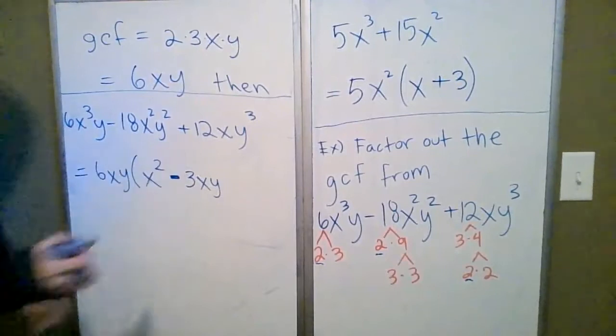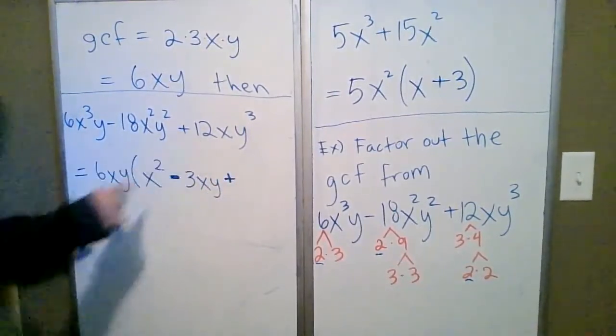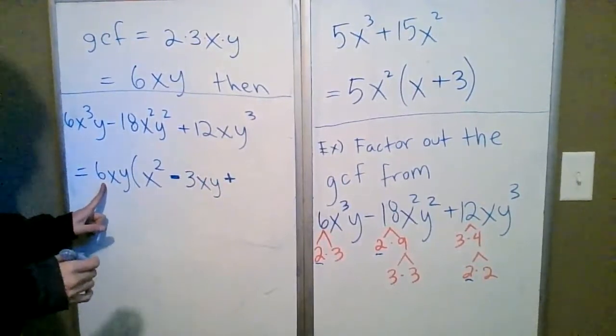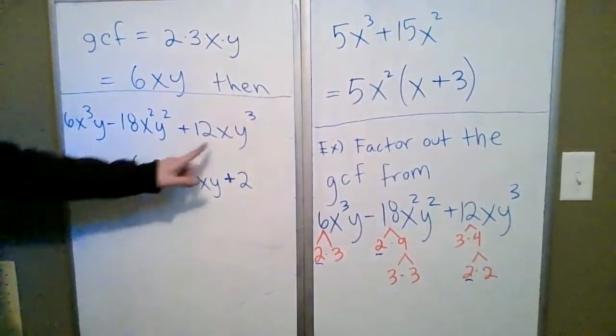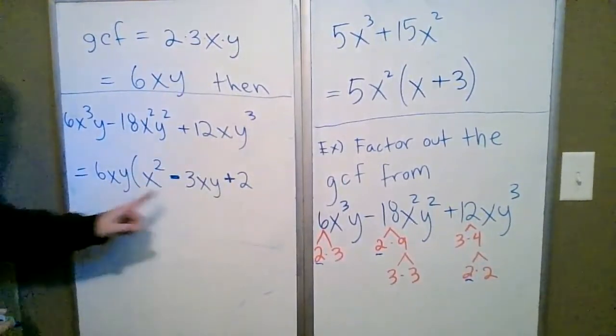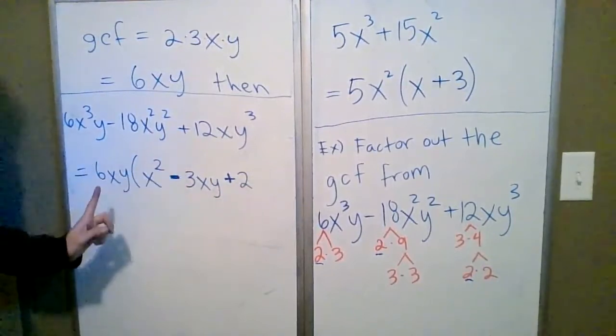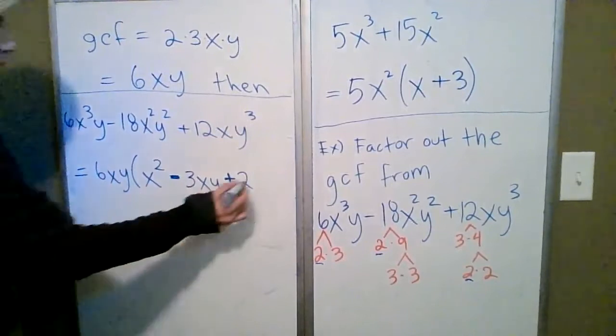Then add 12 divided by 6 is 2. From 12xy cubed, we factor out the x, so there's no x right here. We've taken it out to the front. From y cubed, we factor out a y, which leaves y squared.